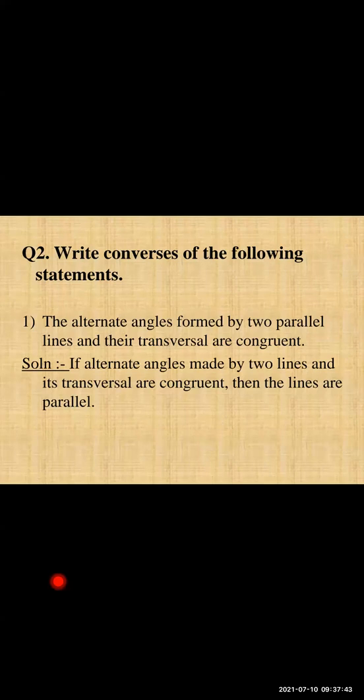I have written the converse directly: if alternate angles made by two lines and a transversal are congruent, then the lines are parallel, right? If the alternate angles formed by two lines and the transversal are congruent, it means the given lines are parallel. If the lines are parallel, then the alternate angles, corresponding angles, interior angles, exterior angles all become congruent. This is the conditional statement. And its converse is: if the alternate angles are congruent, then the given lines are parallel.